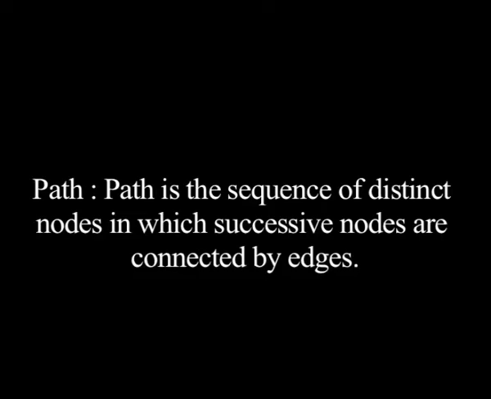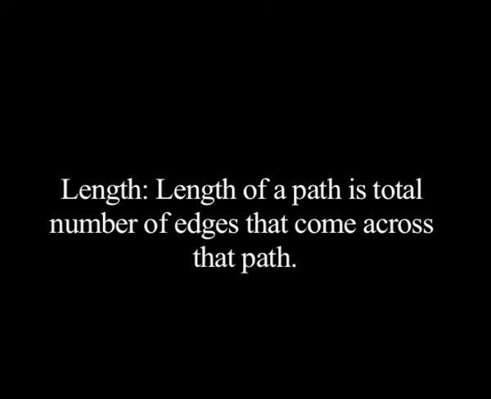Now let us define some more terms related to the tree data structure. The first is path. A path between any two nodes in a tree is a sequence of distinct nodes in which successive nodes are connected by edges. There must be exactly one path between the root and any other node in the tree. If there is more than one path between any two nodes, then that is not a tree but is termed a graph. The length of a path is the total number of edges which come across that path.